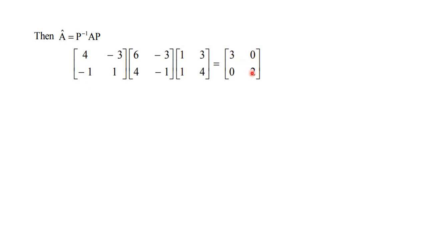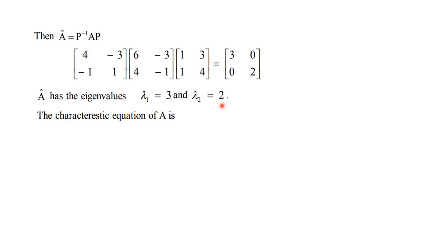A cap is 3, 0, 0, 2, a diagonal matrix. The eigenvalues of a diagonal matrix are its diagonal elements. So the eigenvalues of A cap are 3 and 2, that is, lambda 1 equal to 3 and lambda 2 equal to 2. Now we are going to find the eigenvalues of A.